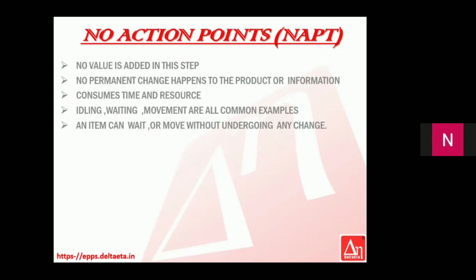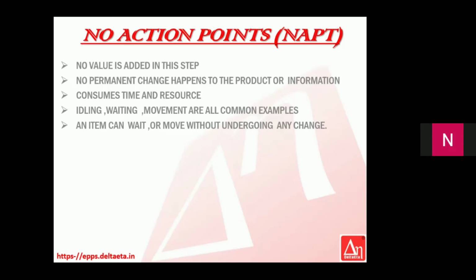You need one secretary to receive it, to give it a serial number, to make a file out of it, to shift it to the office of the sales manager, and from there shift it to the office of the sales engineer. It takes time and resource. So idling time, waiting time, movement time are all common examples. An item can wait or move without undergoing any change.